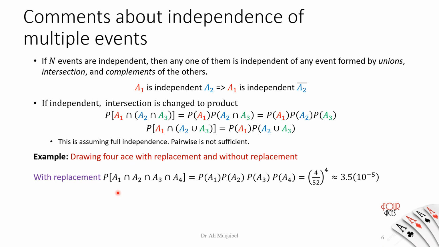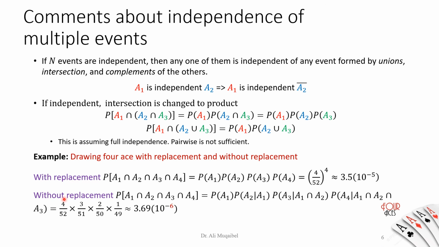It's going to be totally different if we don't replace, because if we keep the card out, then there's going to be some dependence. Now, without replacement, the probability of having 4 aces equals the probability of the first one being ace, which is 4 over 52. But there is some dependence. I want the second, conditioned on the first one being A. So what remains is 3 aces out of 51, because there's already one card out.